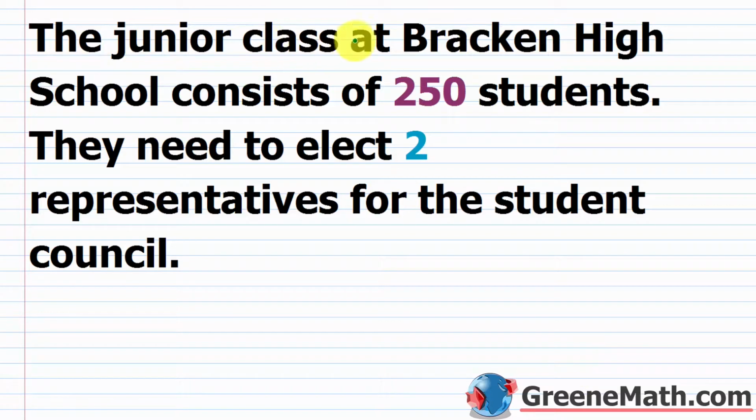So we have the junior class at Bracken High School consists of 250 students. They need to elect 2 representatives for the student council. Okay, well, this is a little bit similar to the last question, but we're going to end up using a different formula here because now the order doesn't matter anymore. Okay, repetition's still not allowed, but the order doesn't matter anymore because let's say John gets the first representative position and Steve gets the second one. Well, it doesn't matter if we reverse that and Steve got chosen first and then John did, because they're both going to just be representatives. Okay, so the order doesn't matter here.